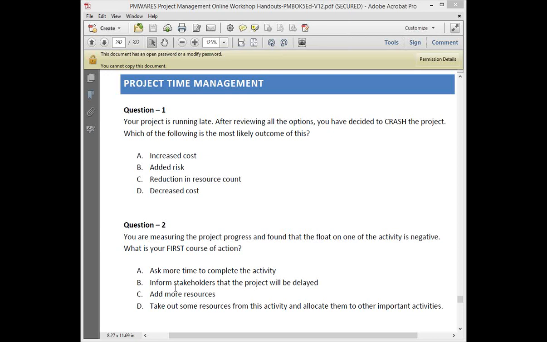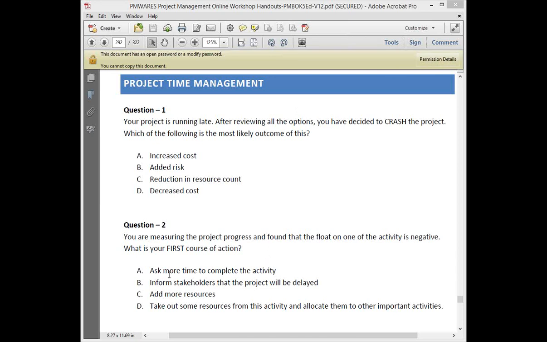Ask for more time. No. But adding more resources impacts the cost, which has to be approved by the stakeholder. So the first thing, in my view, is we have to inform the stakeholder, get their concurrence, and then add more resources.